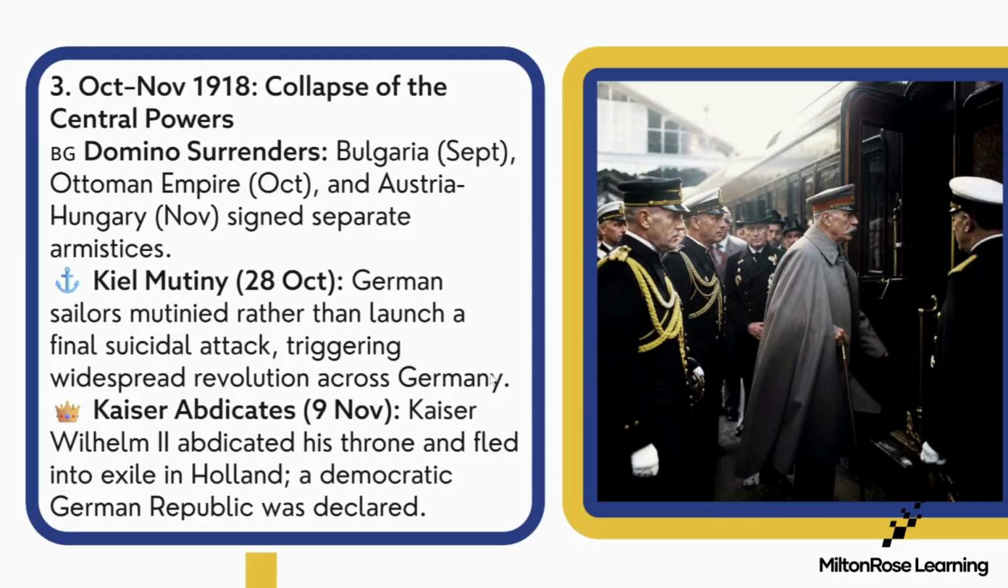Kiel mutiny on the 28th of October, so German sailors mutinied rather than launching that final suicidal attack, and it would have been suicide against the Royal Navy, and that triggered a revolution across Germany. The Kaiser abdicates on the 9th of November of that year, abdicates his throne, and he flees to Holland, which is not very far, just over the border, and a democratic German republic was declared. Okay, so there's a lot of things going on here. You can see it's very fast paced.